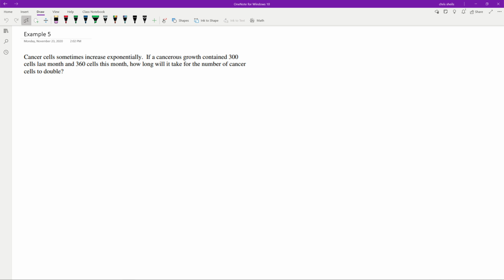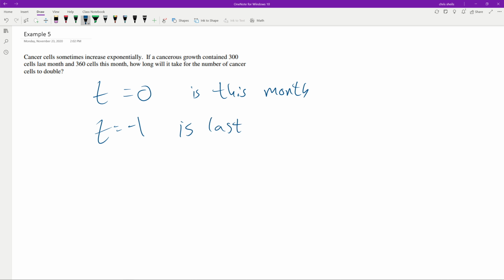Looking at this example, cancer cells sometimes increase exponentially. If a cancerous growth contained 300 cells last month and 360 cells this month, how long will it take for the number of cancer cells to double? So there are a few ways of doing this. Let's say that t equals 0 is this month, because this is the present, right? Let's say t equals -1. This represents going into the past, right? So let's say that is last month.